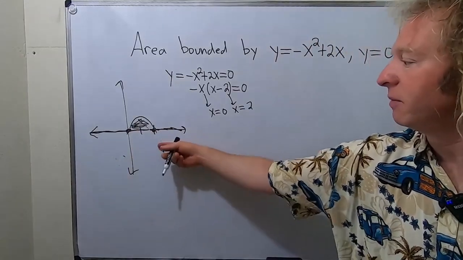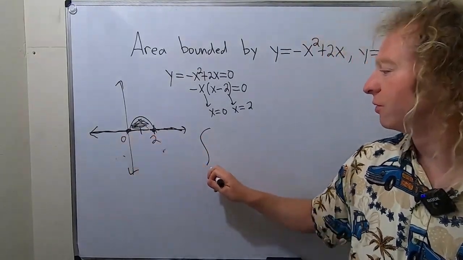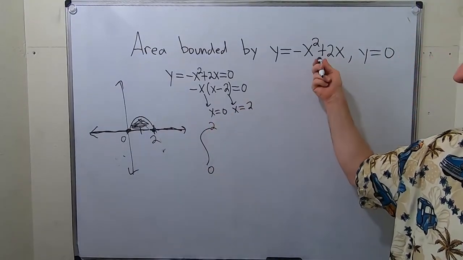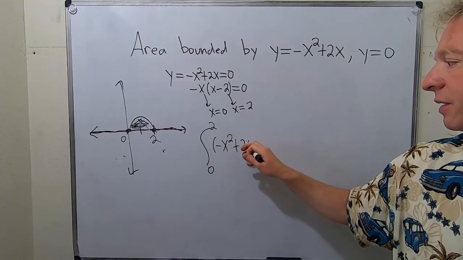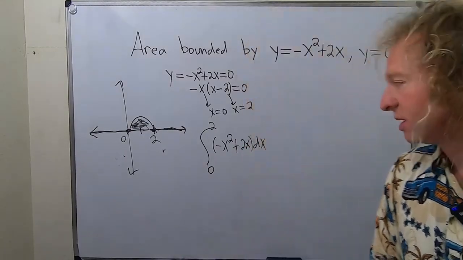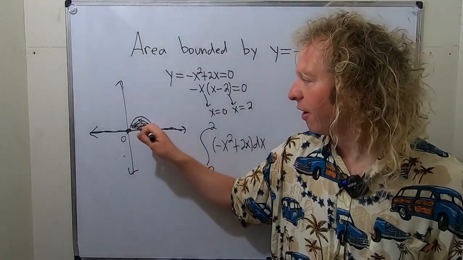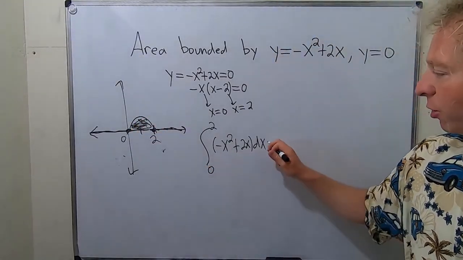This area is given by the definite integral from 0 to 2 of this graph, so negative x squared plus 2x dx. All we have to do is work this out, and this will give us the area of this shaded region. To integrate this, we'll use the power rule.